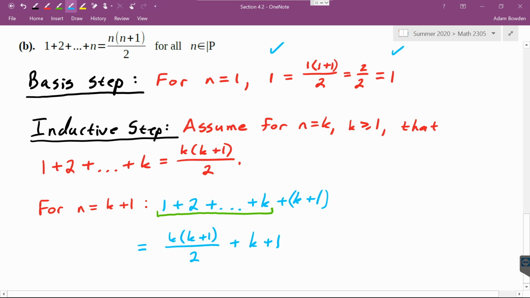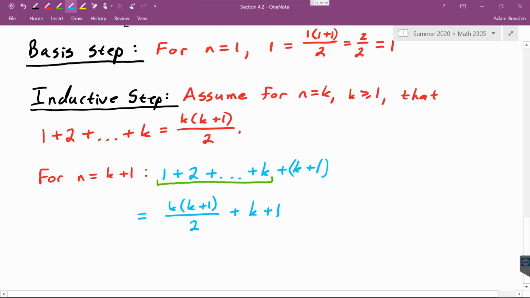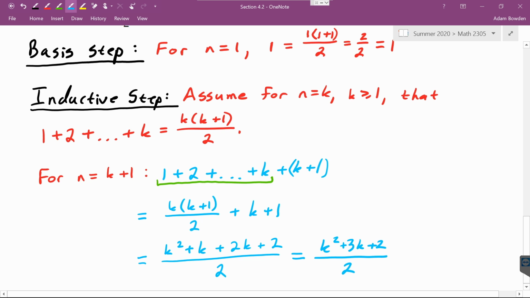Now what we can do is just manipulate it with algebra at this point. We can get a common denominator and add them together. It would look something like k squared plus k plus 2k plus 2, all divided by 2. That's going to turn into k squared plus 3k plus 2 divided by 2. Again, my goal here is to make it look like the formula, but fit it with k plus 1. So this is going to be equal to, I'm going to factor the top as k plus 1 times k plus 2 all over 2.